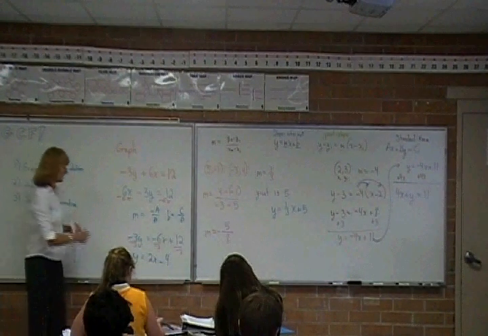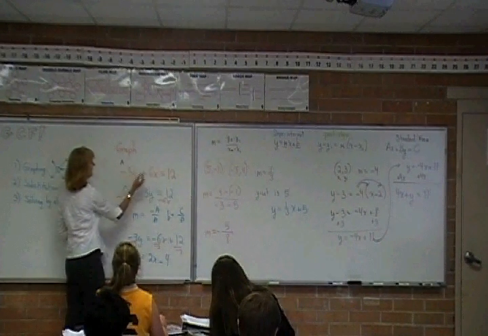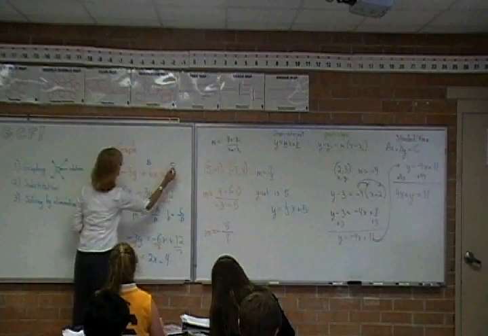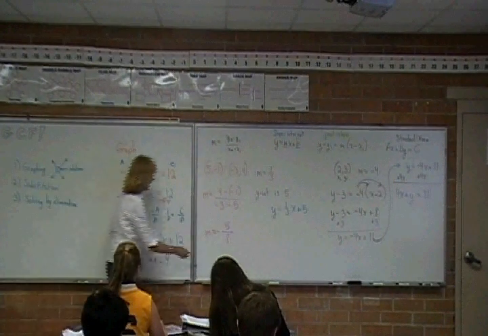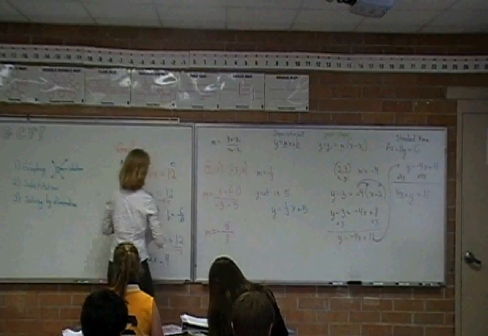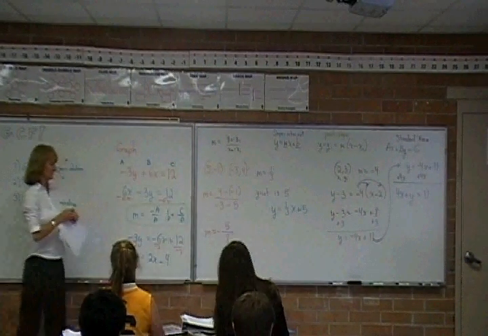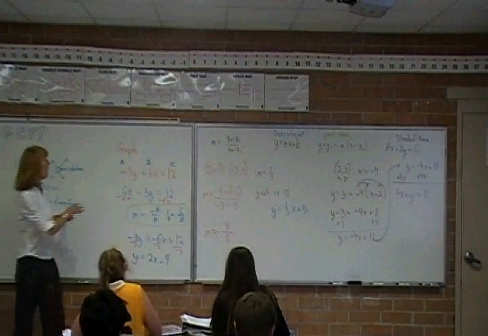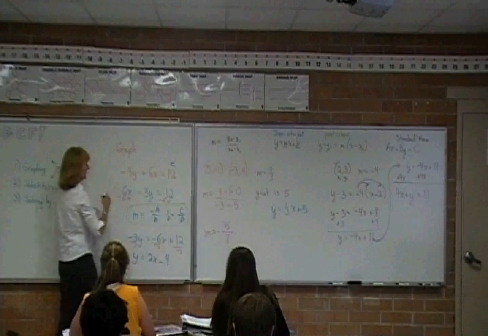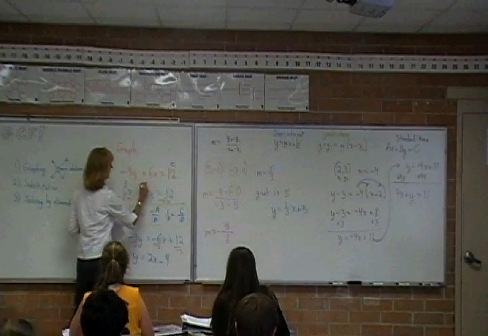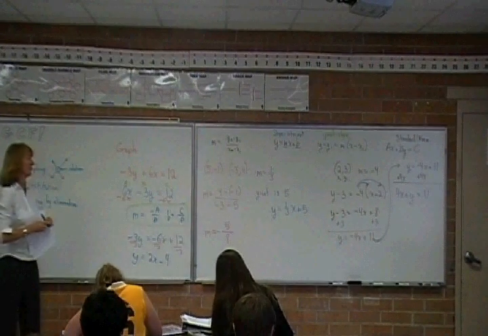If we did the shortcut here, a equals negative 3, b equals 6, c equals 12. I'm going to circle in green so you can see it. A is always with x, so it's this one that I wanted to label. This is a, b, c. Okay, we don't want to leave that on there.